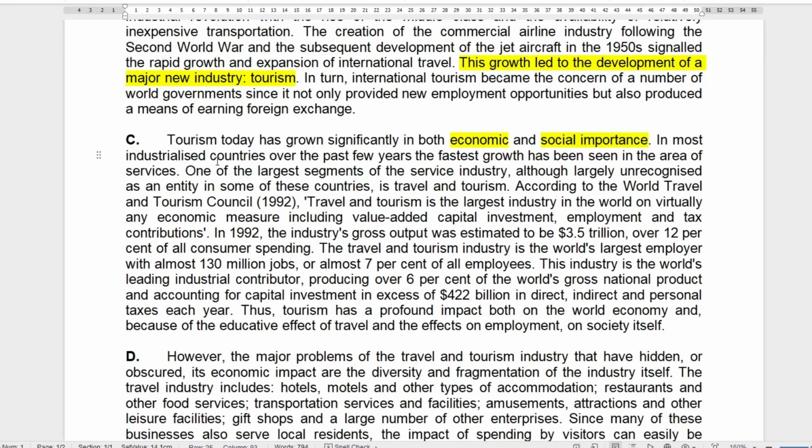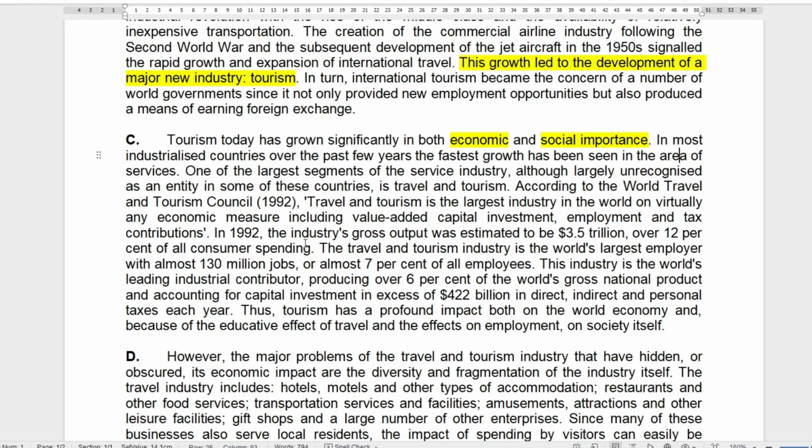In most industrialized countries over the past few years, the fastest growth has been seen in the area of services. One of the largest segments of the service industry, although largely unrecognized as an entity in some of these countries, is travel and tourism. According to the World Travel and Tourism Council 1992, travel and tourism is the largest industry in the world on virtually any economic measure, including value-added, capital investment, employment, and tax contributions.